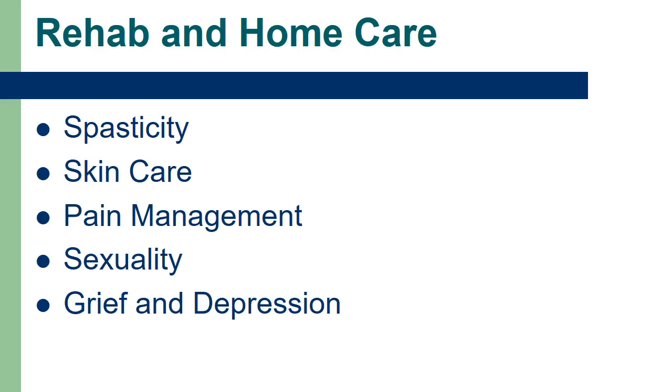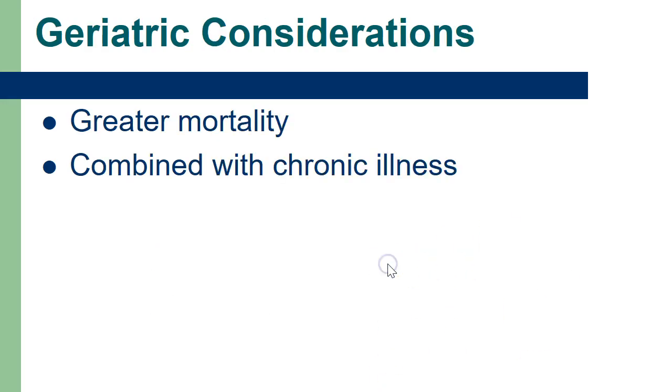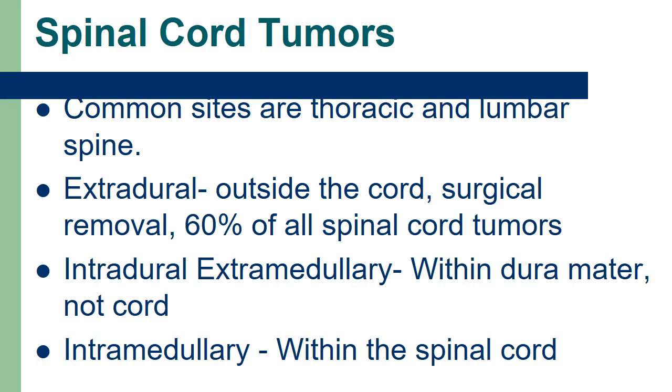Grief and depression is huge because this is life-changing for patients, and not just patients, but their families. So that is a big thing that you're going to have to deal with patients. Again, we'll talk about these things in class. And we said geriatric considerations, greater mortality because we have it combined with more of a chronic illness. And then this section of the chapter finishes off with talking about, or at least the spinal cord area of the chapter, talking about spinal cord tumors.